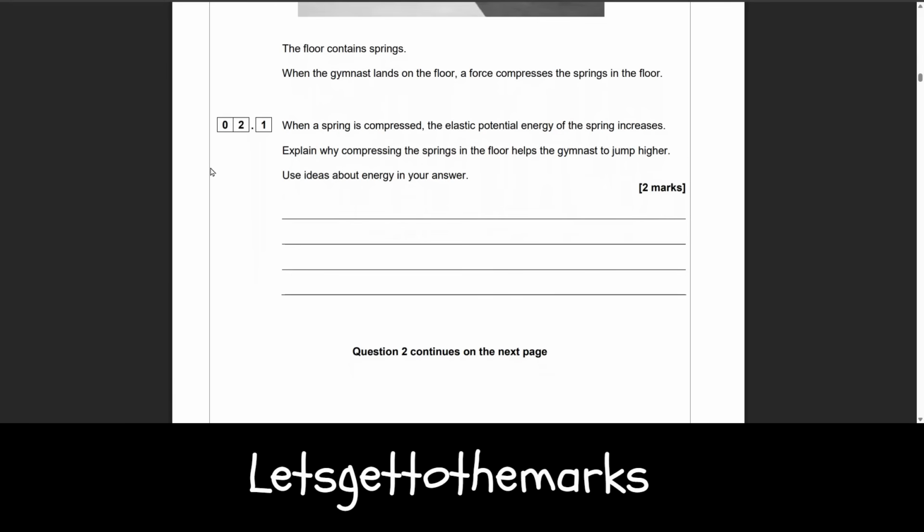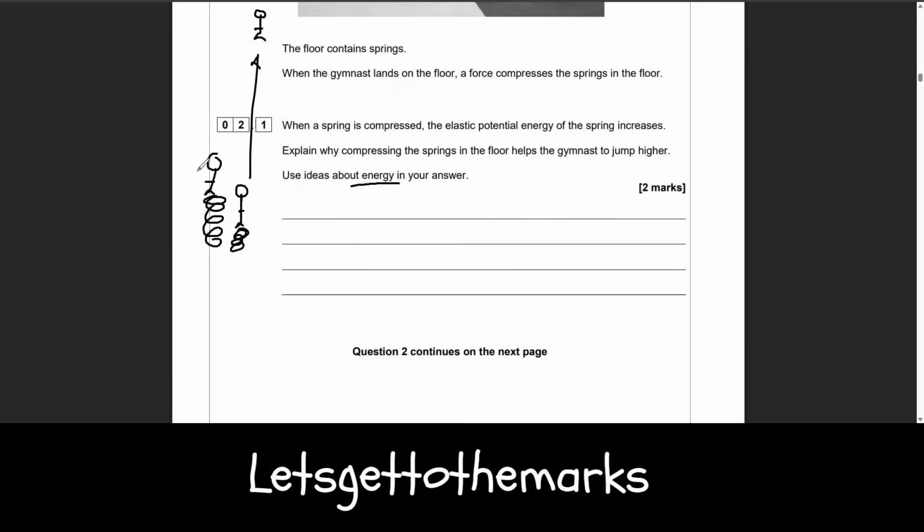So what they're asking you to do, and you're going to pause the video in a second and have a go, is: when somebody lands on the spring, it squishes down. Why does this then enable the gymnast to go higher? You've got to use the word energy, and you want to talk about the specific energy transfers taking place. There's my clue. Pause the video, have a go.